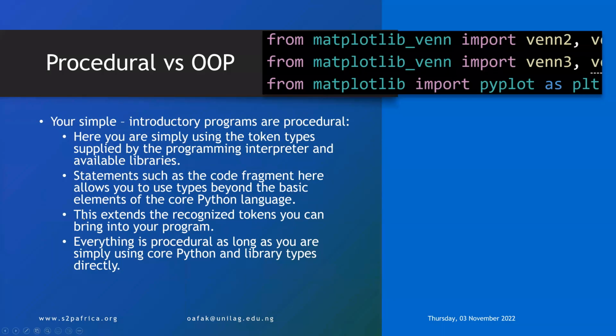So what we are saying here is that everything is procedural as long as you are simply using core Python and library types directly. When all you have done is program in the traditional way, using the facilities provided by Python, or in addition adding libraries from third parties which you can import the way we have done here, you are doing what is called procedural programming, just following the normal control structures taught early on in the compound statements. So that is what we mean by procedural programming, just programming simply.